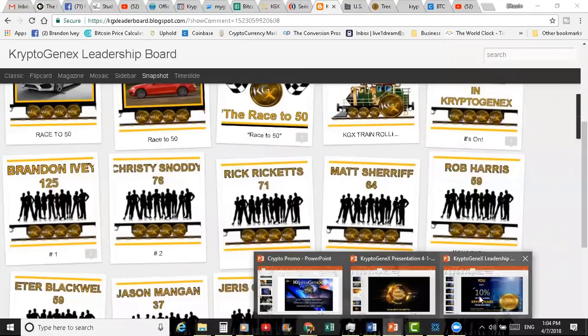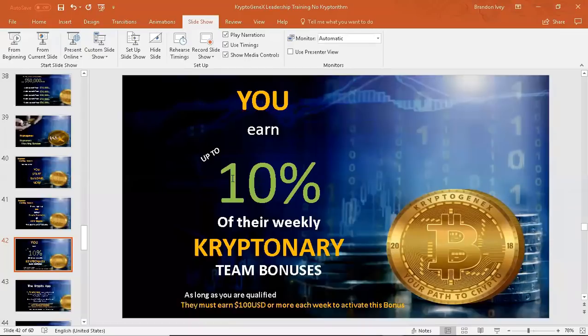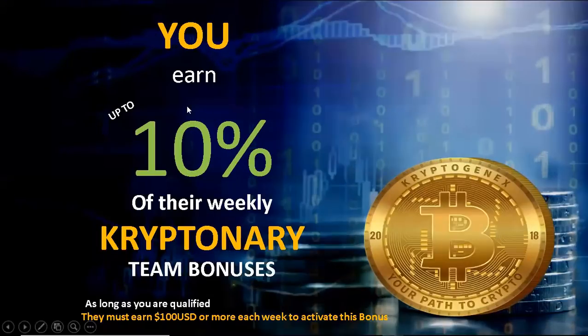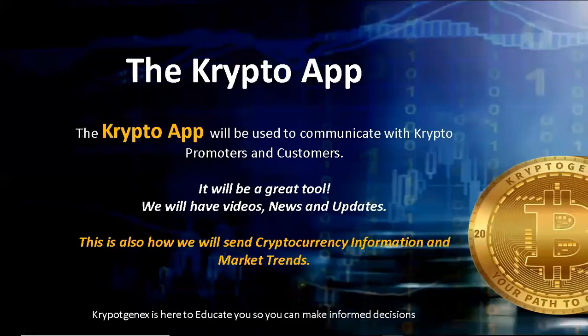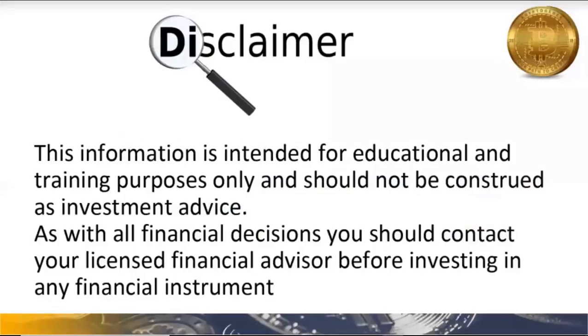All right, let's go back to the slides. This check match is huge, but it doesn't stop there because we pay out 3 levels deep. 3% on your second level and 1% on your third. But this is unbelievable. The compensation plan is enormous. Let's talk about the app. And the app is going to be released later on this month. The crypto app is made available to all members who want to dip their toes in the cryptocurrency pool. We're going to have two apps, actually, one for the customers and one for the reps. You'll get more detailed information about that later on.